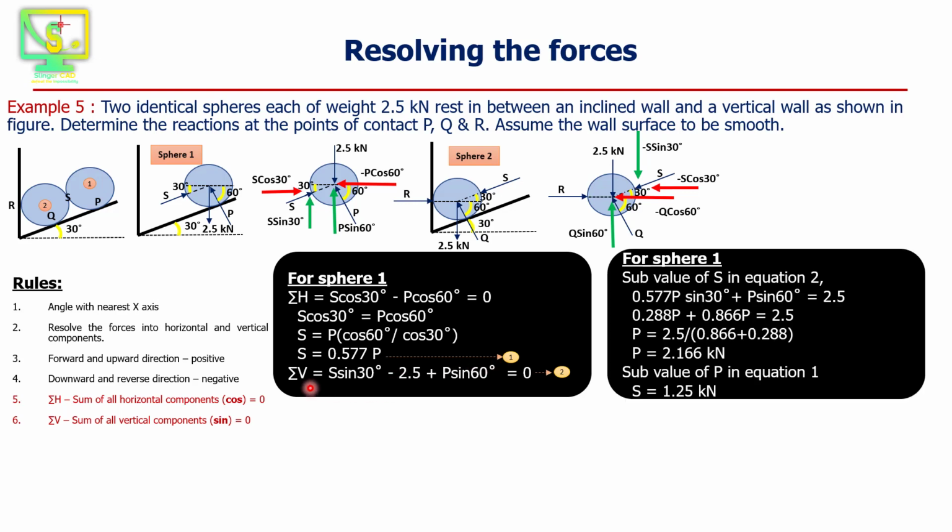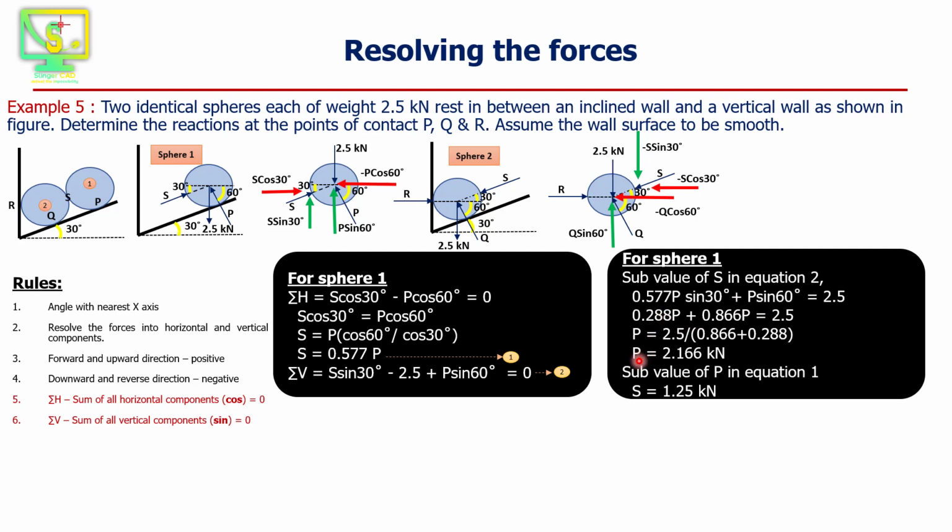Now let's resolve the vertical forces in sphere 1. S sin 30 plus P sin 60 minus 2.5 is equal to 0. Now substitute the value of S from the equation 1. So in place of S, we can substitute 0.577P, and here the only unknown is P.